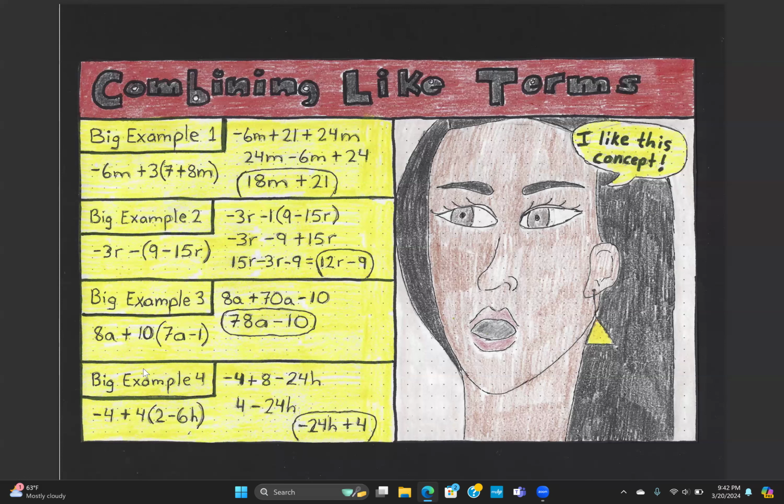And let us move on to big example 4, in which we're going to do something very similar. We're going to multiply the 4 times the 2, which will give us 8. And then we're going to multiply the 4 times the negative 6h, which will give us a negative 24h. And then we'll bring the negative 4 along. A negative 4 plus 8 is the same as saying 8 minus 4. 8 minus 4 is 4, minus 24h, which will be our final answer. We can also write it as a negative 24h plus 4, interchangeable.